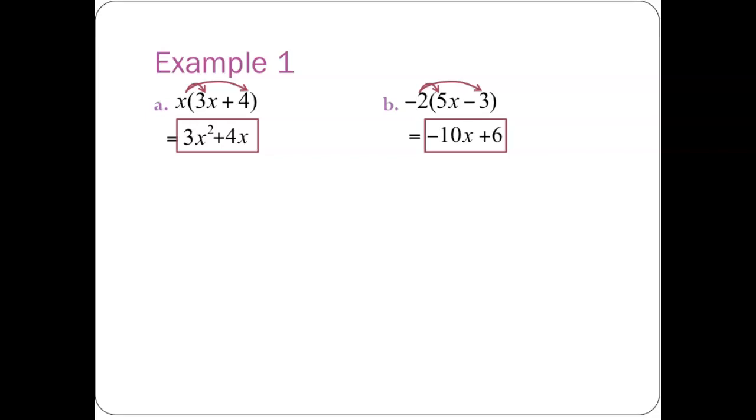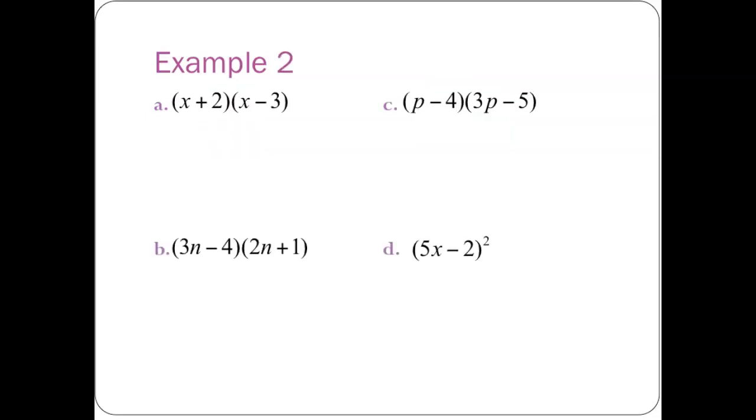All right, let's look at some more examples. This first one, we have x plus 2 in parentheses times x minus 3. Here's an example where you'll have to distribute the x and then the 2. Let's start with x. So x times x, that's x squared. And then x times negative 3, that's negative 3x. Now we'll distribute the 2. So 2 times x is 2x, and 2 times negative 3 is negative 6.